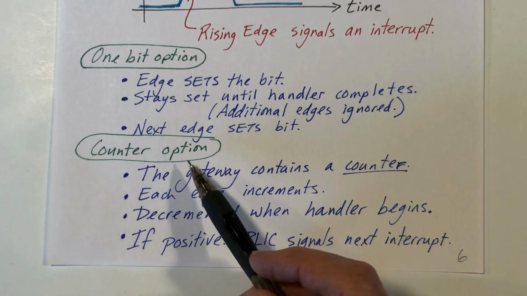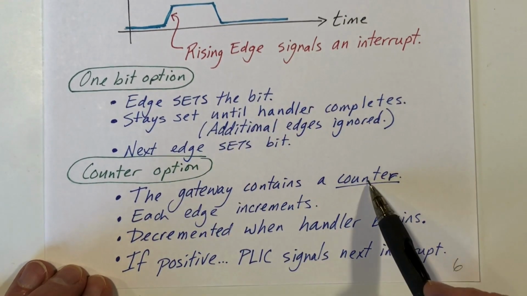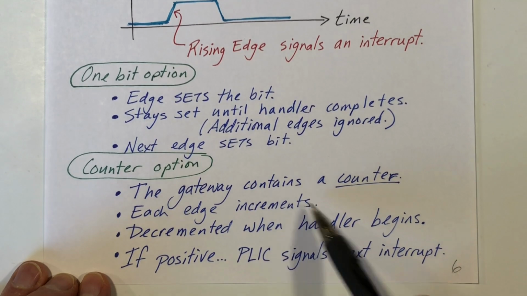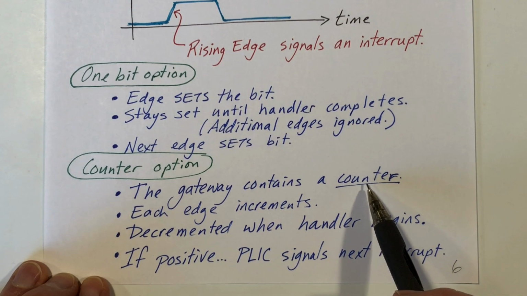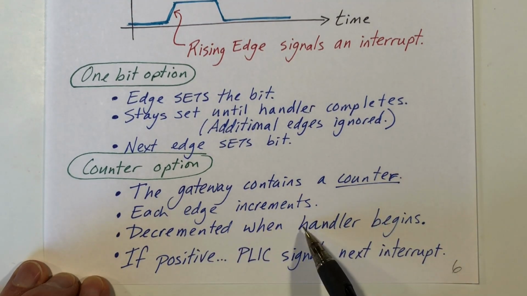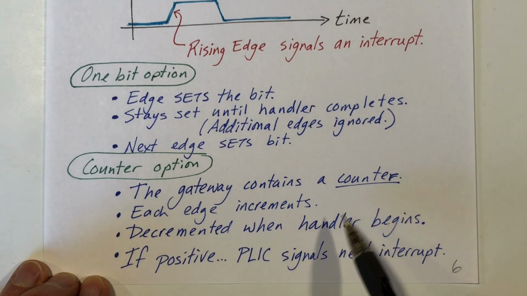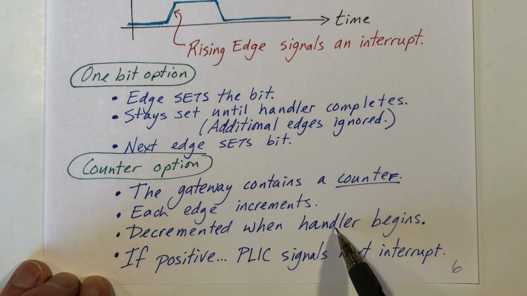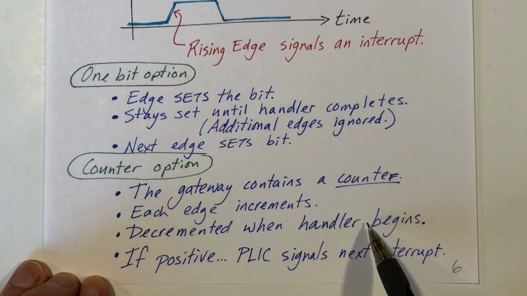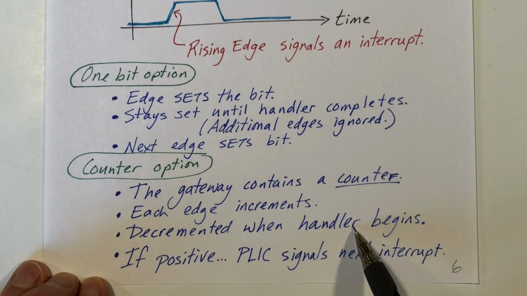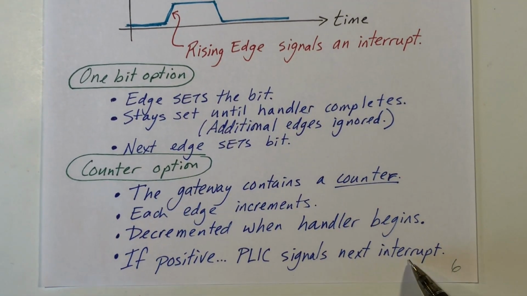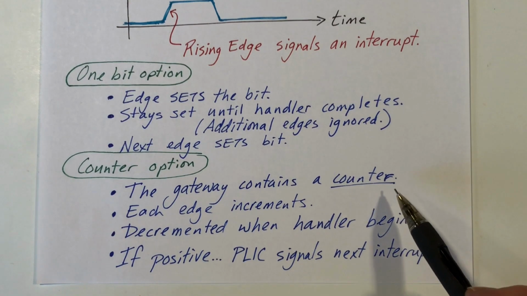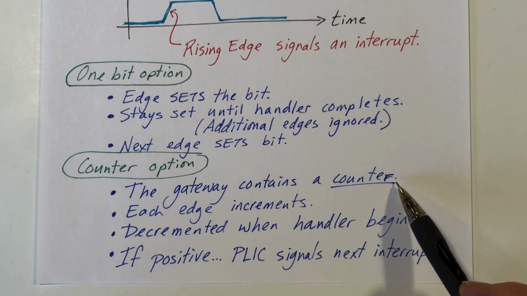In the second option, the gateway contains a counter, and the idea with this counter is that each rising edge will increment the counter. So we're keeping a count of how many interrupt signals have come in from the device, and then each time the handler claims an interrupt, the plic will decrement the counter. And then once the handler indicates that the handling of the interrupt is complete, the plic will take a look at the counter, and if it's still positive, the plic will immediately signal another interrupt. Otherwise, it will just wait until a rising edge causes the counter to increment from 0 to 1.